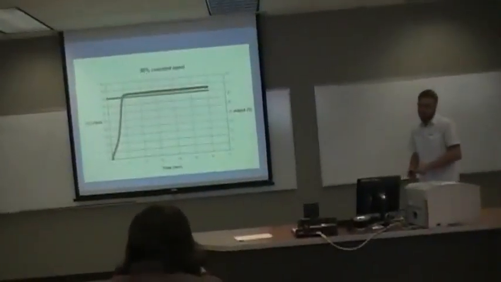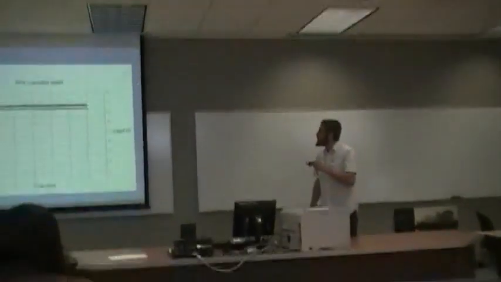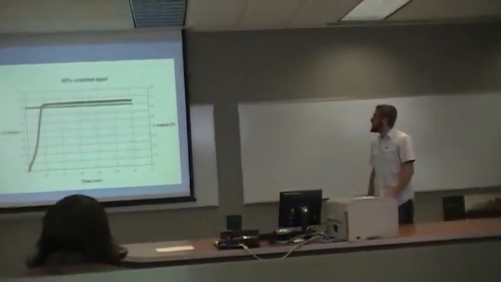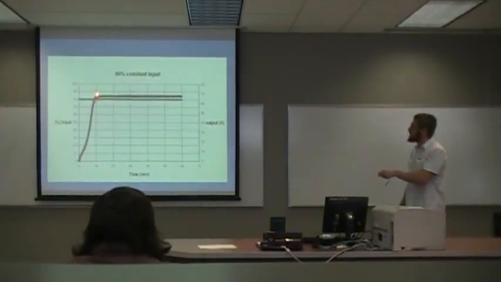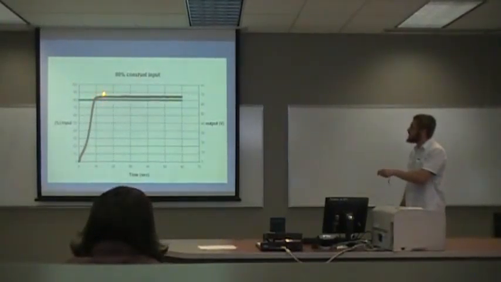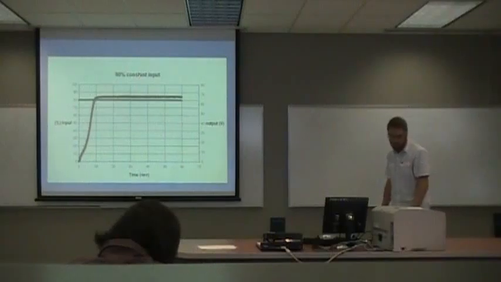Here's an example of one of our steady state graphs. This was done at 80% input speed, and we see it takes 10 seconds where we get our steady state, and then the data was taken from where it went steady state on. We just took the mean output voltage from there.